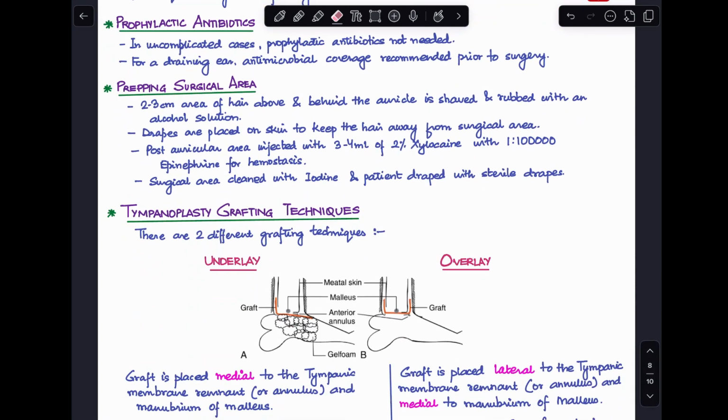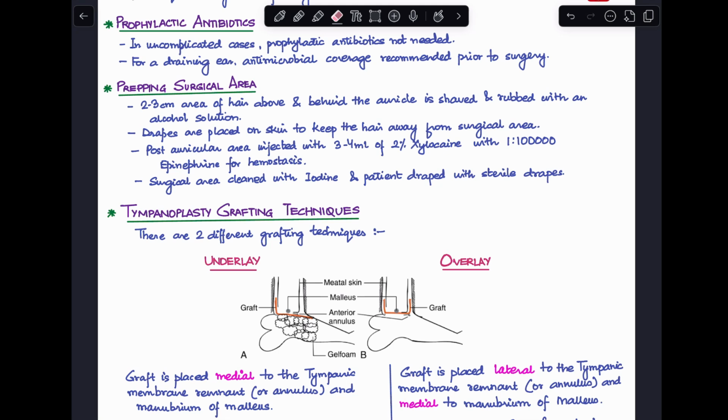So, next, let's move on. How are we going to prepare the surgical area? So a 2 to 3 centimeter area of hair above and behind the auricle is shaved and it is rubbed with an alcohol solution. Why is this area chosen? Because this is where you harvest your temporalis fascia graft from. And since it is the most common graft material used, this is what we usually do.